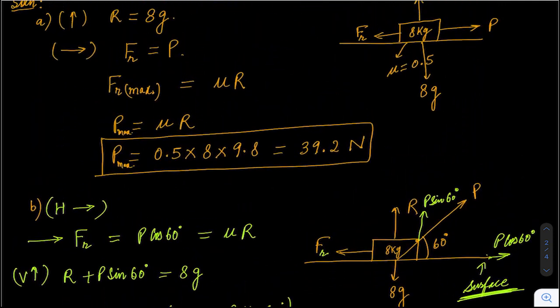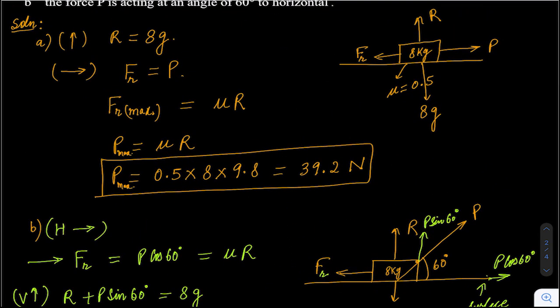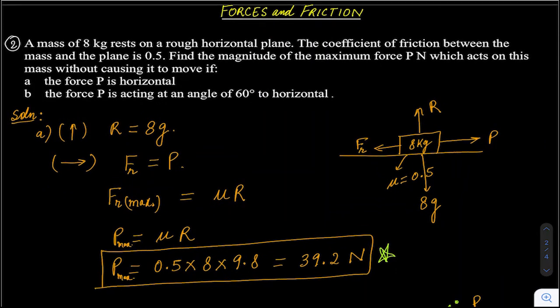You can see that when you are applying P horizontally, the maximum force that you can apply so that the system is in equilibrium is only 39.2. But when P is acting at an angle, you can apply a larger force so that the system is still in equilibrium. Just an observation.